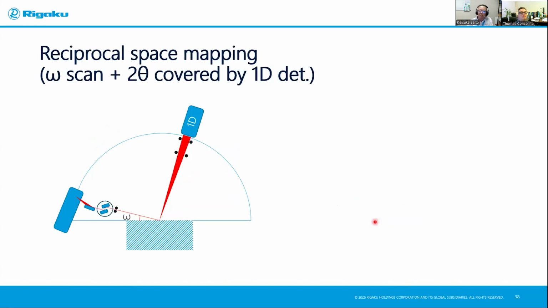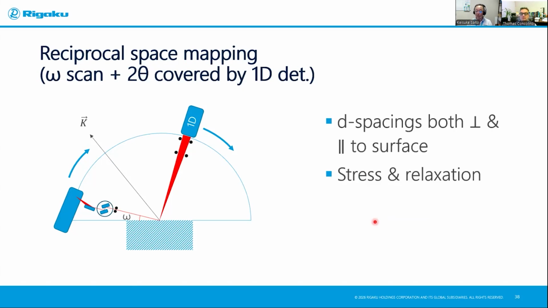Then people typically continue with reciprocal space mapping. What is a reciprocal space mapping? We do omega scan. Typically, we see a tilted direction, so the scattering vector K is tilted a little bit. We do omega scan, and a 1D or 2D detector covers a certain range along the 2 theta. This is how we record. I will discuss more details later. From this measurement, you can know the spacings of the layer crystal, both in the perpendicular direction and the in-plane direction. And so you can discuss stress and the relaxation between the substrate and the layer.